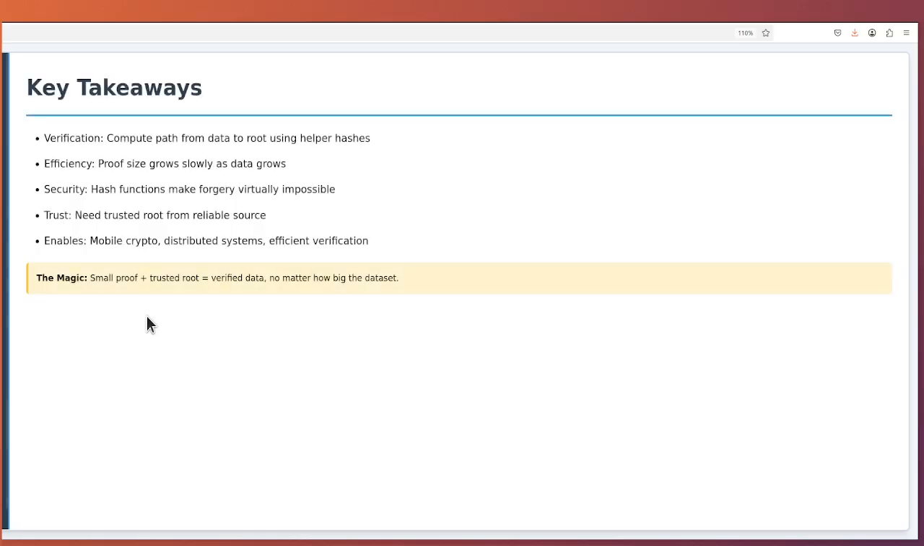Key takeaways. Let's summarize the key points about Merkle tree verification. First, verification works by computing a path from your data up to the root using helper hashes. If your computed root matches the trusted root, the data is verified. Second, this is incredibly efficient. The proof size grows logarithmically. Doubling the data size only adds one more hash to the proof.